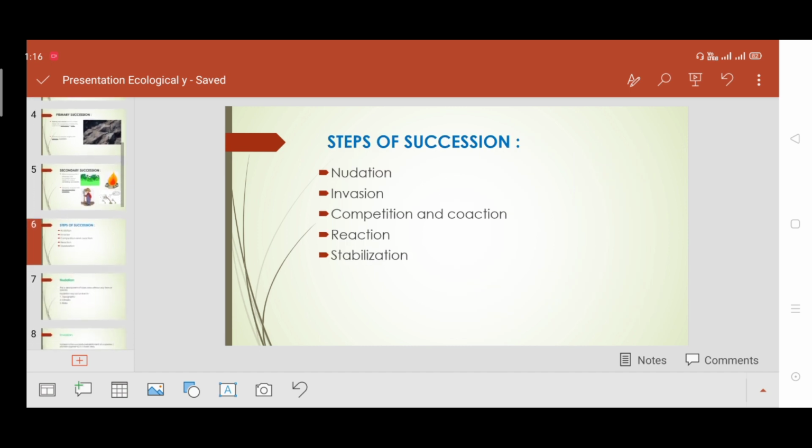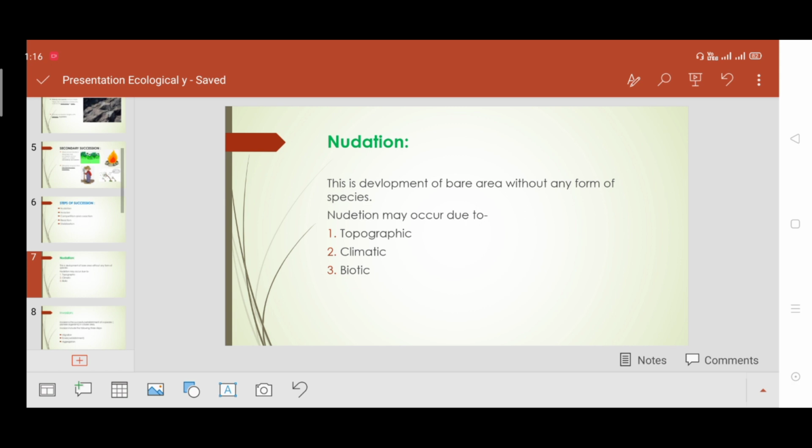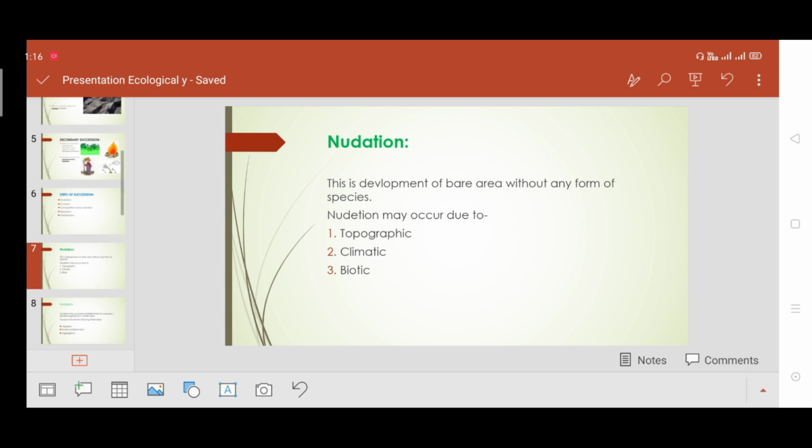Now let's talk about steps of succession. At first, nudation, invasion, competition and coaction, reaction, stabilization at last. Nudation. This is development of bare area without any form of species. Nudation may occur due to topographic, climatic, biotic factors.